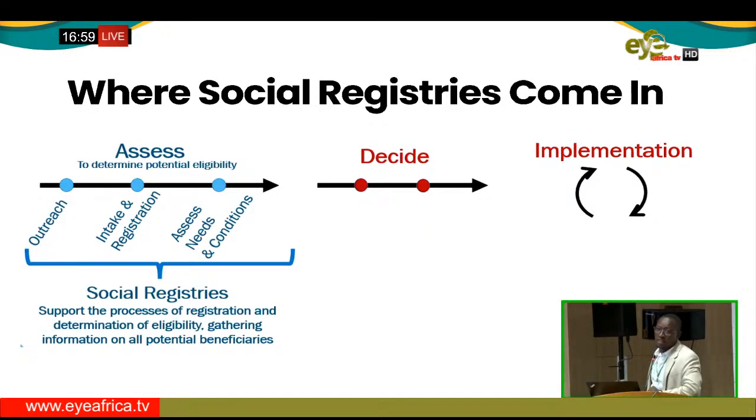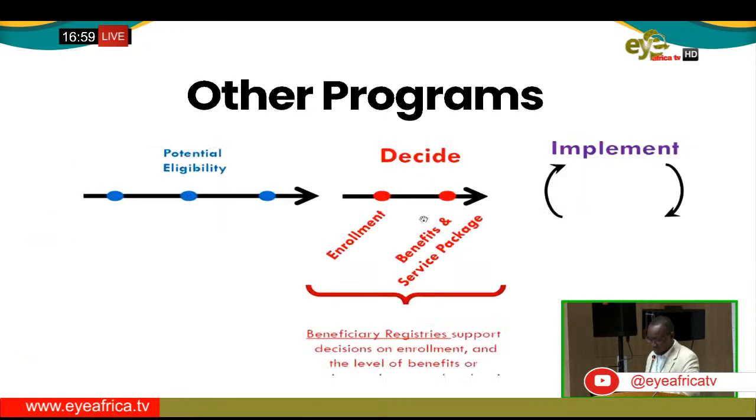In that process, social registries come in handy in the first phase, the phase during which we reach out to people and collect data on them to help assess their needs and conditions. That is where social registries come in. They basically support the process of registration and determination of eligibility, gathering information on all potential beneficiaries.